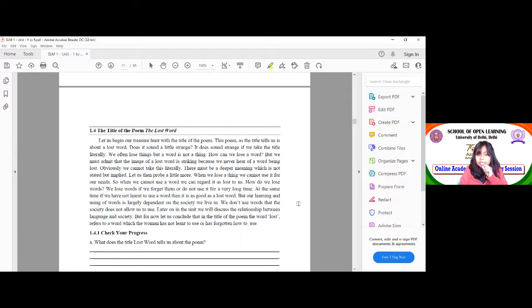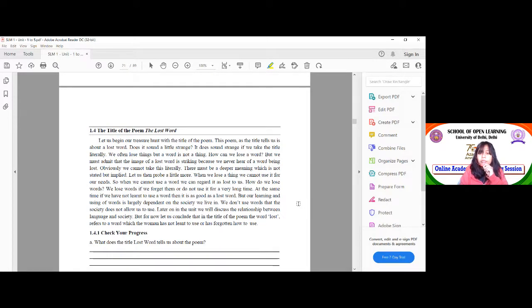So we must admit that the image of a lost word is striking because we never hear of a word being lost. Obviously, we cannot take this literally. There must be a deeper meaning which is not stated but implied. Let us then probe a little more, which means let us then dig a little more.